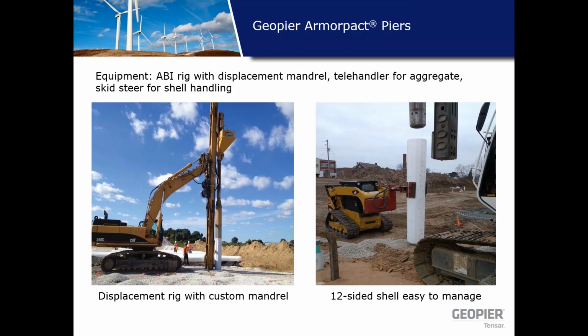So what sort of equipment do we use for ArmorPact? Well, in general, it's pretty much the same as what we use for Impact or Rampact. The main two differences are you have a custom mandrel that we use. It's similar to a Rampact mandrel, but it's outfitted specifically so that it works well with the shells. You can see that the shells are slightly tapered. The mandrel is tapered as well so that it doesn't stick inside the shell. And then also you have a specialized skid steer that has this grabbing arm for picking up the shell and putting it where you need it to go.